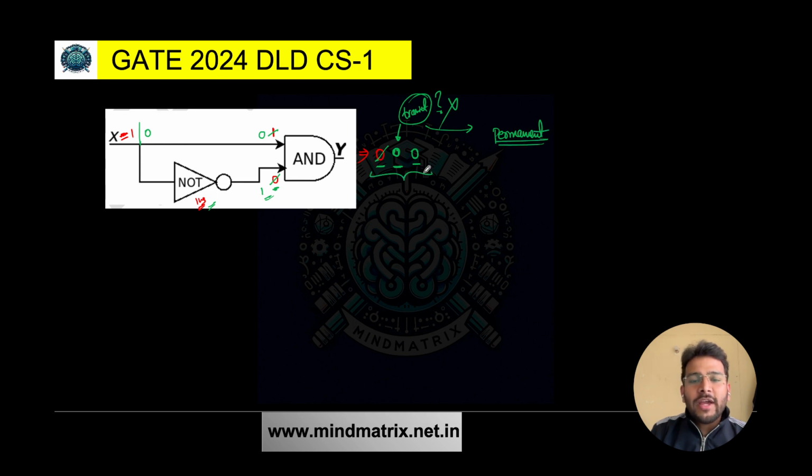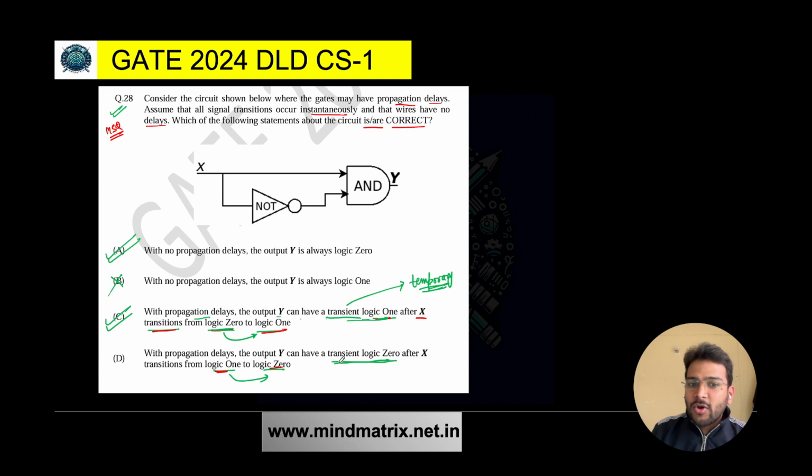That means the value of Y is not changing. Even if you are making a transition from 1 to 0 with propagation delays, the value of Y is not changing. So there is no transient logic change here. It is permanent. But here it is talking about transient logic 0. That is why this option is incorrect. Option D is incorrect. The correct answer for this question is option A and C. I hope it is clear to all of you. What is temporary and what is permanent, right? Transient means temporary. Okay. So in this way we have to solve this question.